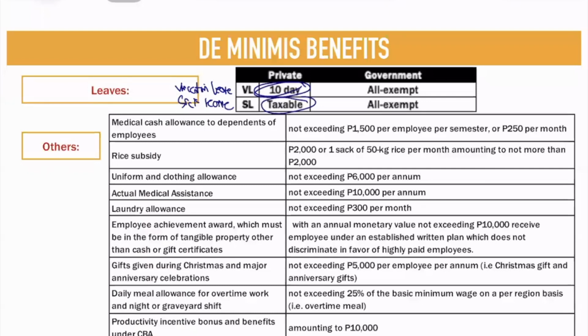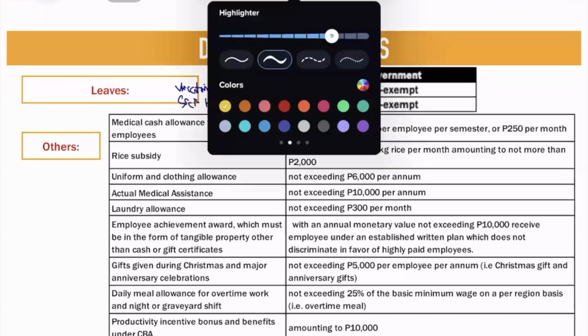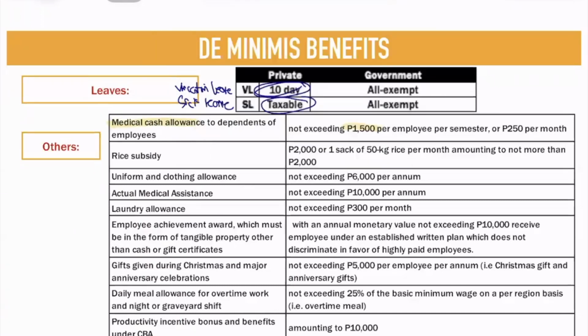The first other de minimis benefit is the medical cash allowance. It must not exceed 1,500 per employee per semester, or 250 per month. A semester is composed of 6 months, so 1,500 divided by 6 gives you 250 per month. For 1 year, the medical cash allowance is 3,000 pesos. Rice subsidy is 2,000 or one sack of 50 kilogram rice per month, not more than 2,000. So yearly, it is 24,000.